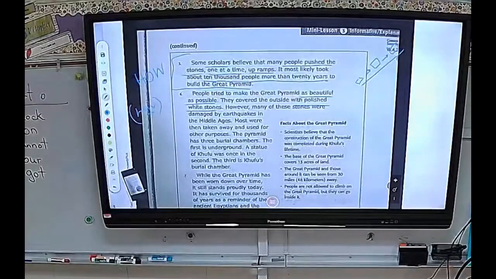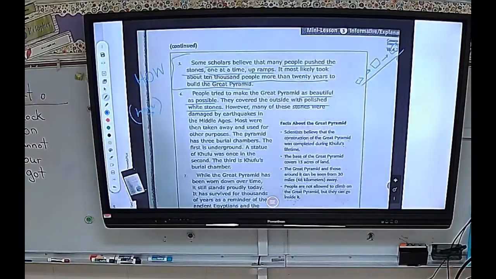Let's get through the last paragraph. Who wants the last one? All right, go for it, Paisley. While the Great Pyramid has been worn down over time, it still stands up proudly today. It has survived thousands of years as a reminder of the ancient Egyptians and the effort they put into building it. Many people now care for the Great Pyramid to ensure that it will remain standing for years to come.